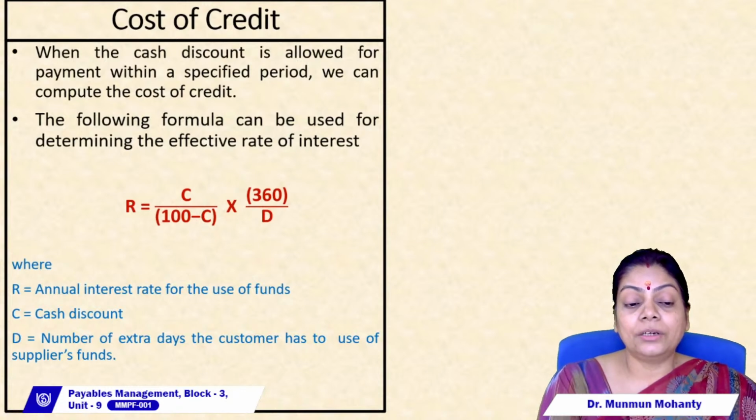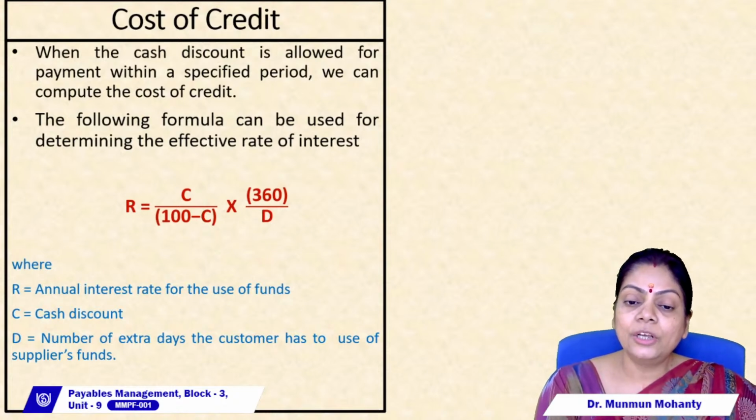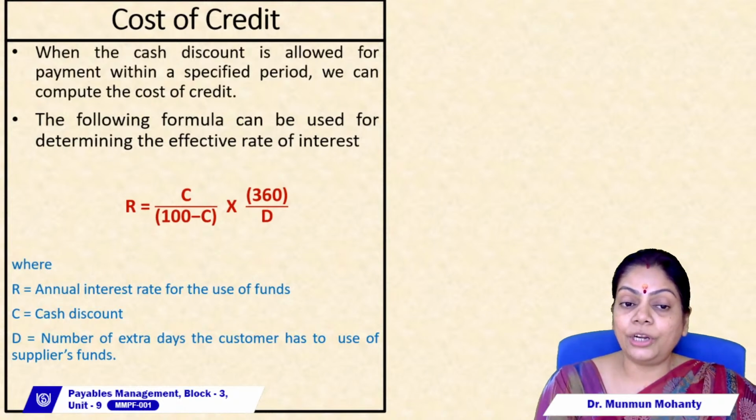That is, in our case, 20 days. That is 2 by 10 net 30. So 10 days is gone for the cash discount. Then you are availing the discount for another 20 days. So that becomes 2 by 10 net 30. So here it will be 360 divided by 20.